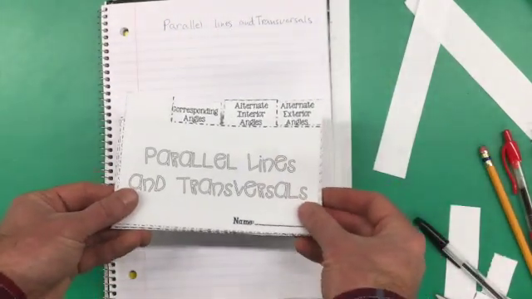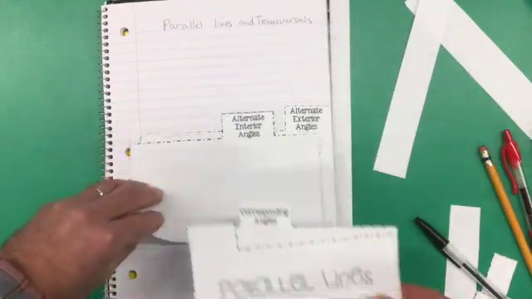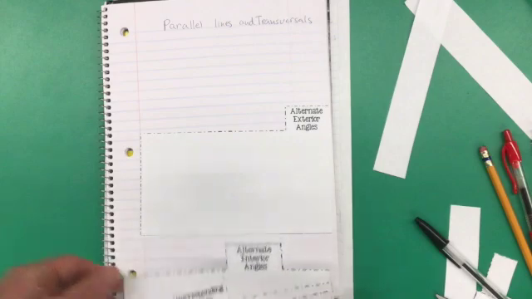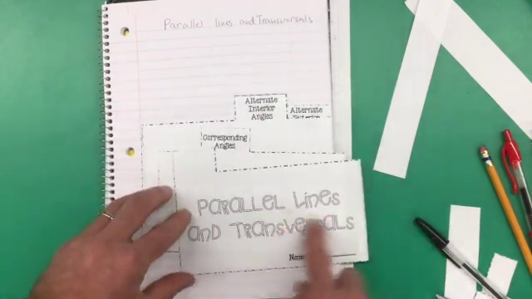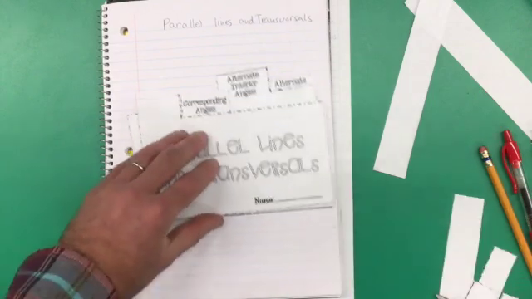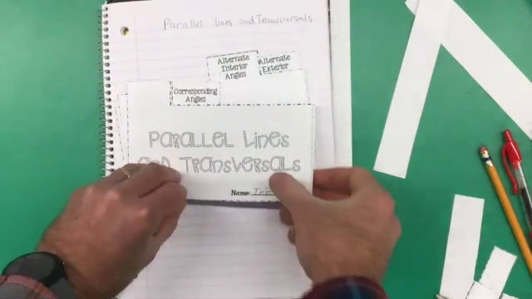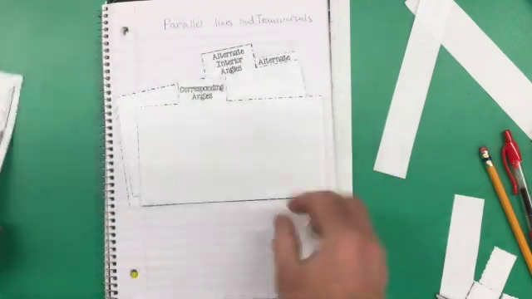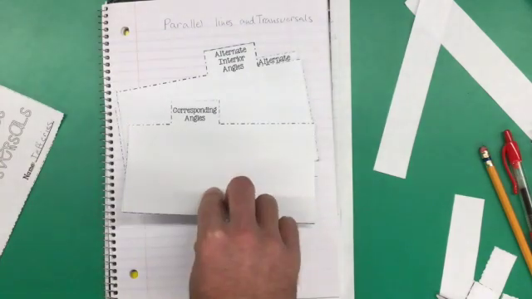All right, so we should have all four of these pages in what will become a book right here now. And let's start filling them out. So this is Parallel Lines and Transversals. So you're going to put your name and set this one to the side. Let's first talk about corresponding angles.